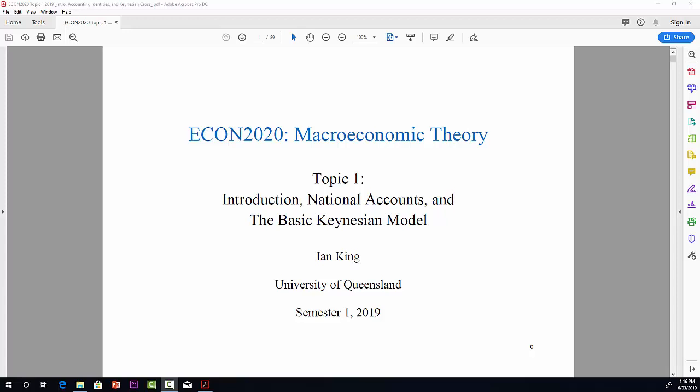So we're starting today with topic number 1, where we're going to be looking at really three subtopics. An introduction, just a brief introduction to the course. Secondly, we'll talk a little bit about national account identities, and then we'll get on to the basic Keynesian model, which is also known as the Keynesian cross model.